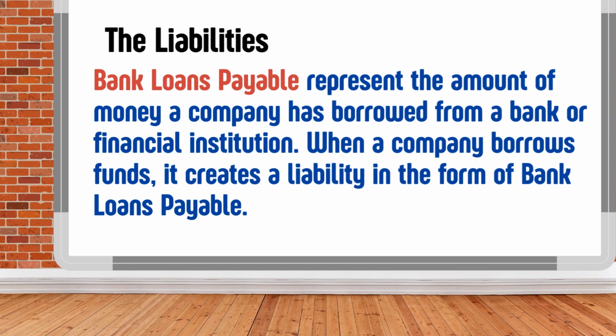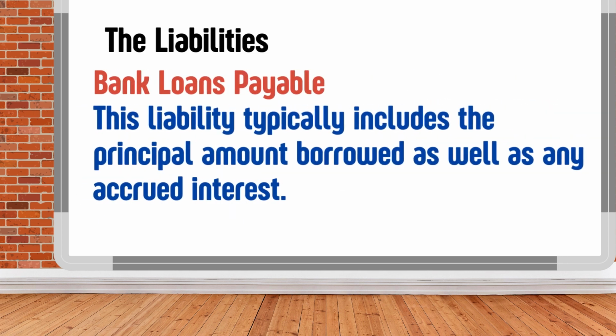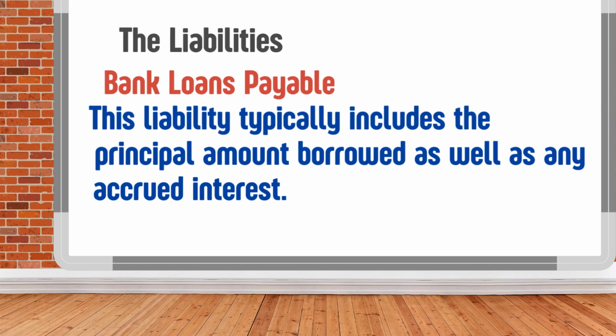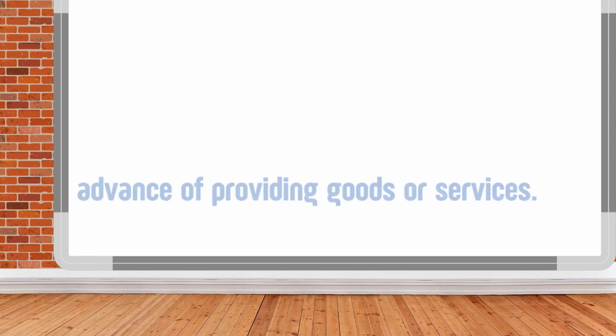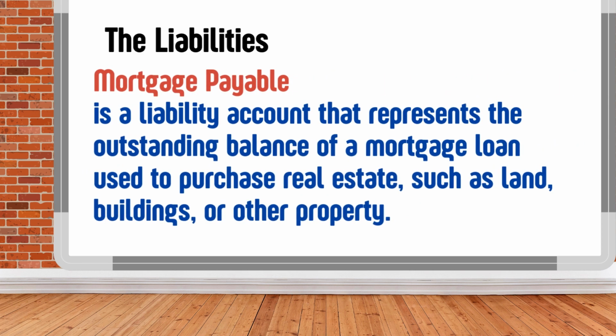When a company borrows funds, it creates a liability in the form of bank loans payable. This liability typically includes the principal amount borrowed as well as any accrued interest. Unearned income, also known as deferred revenue or advances from customers, refers to money received by a company in advance of providing goods or services. For current liabilities, we also have mortgage payable, a liability account that represents the outstanding balance of a mortgage loan used to purchase real estate such as land, buildings, or other property.